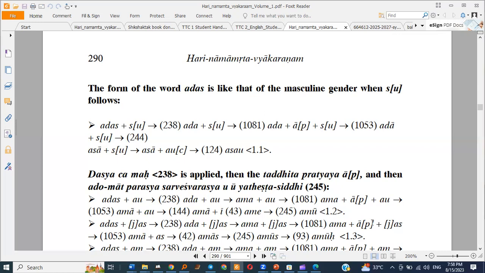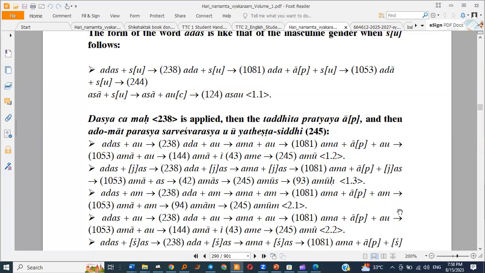Then ada plus O. So ada plus O, the d turns to ma, such a maha, and half m is inserted, O is there. So ama plus O, then O turns into E, and then by the sutra, A and then U, yatheshta siddhi. Ada turns into Trivikrama U because A is Trivikrama. So we get amu.